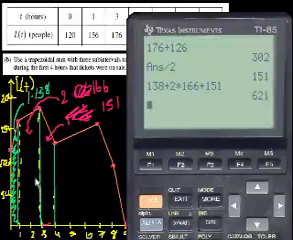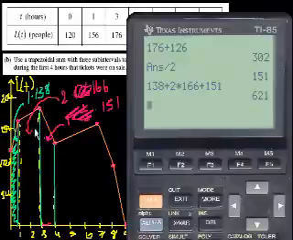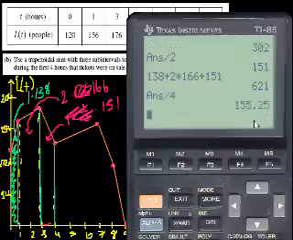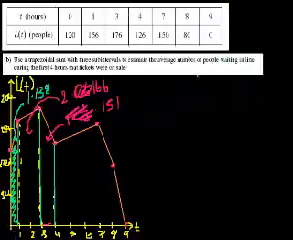But then they ask us, well, what's the average value of the function? Well, the average value is just the area divided by the base. The base is 4, right? From noon to 4 p.m., or from time equals 0 to time equals 4. So we just divide this value by 4. So divided by 4, we get 155.25.